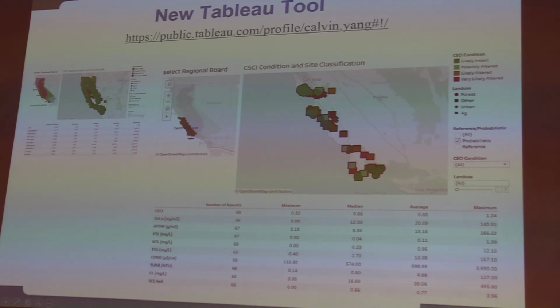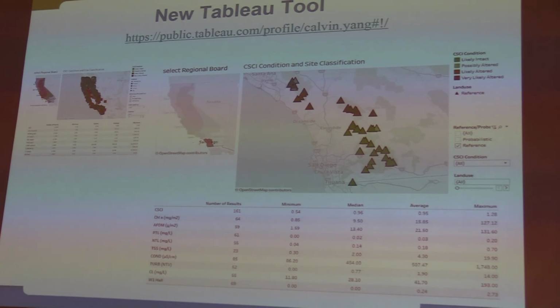And then in this example, I filtered for all the probabilistic sites in the Central Coast region. And they had 68 probabilistic sites, and their average CSCI score was in the possibly altered condition. And then in this example, I filtered for all the reference sites in the San Diego region. There are over 160 reference sites, and the average CSCI score for those sites was in the likely intact condition.